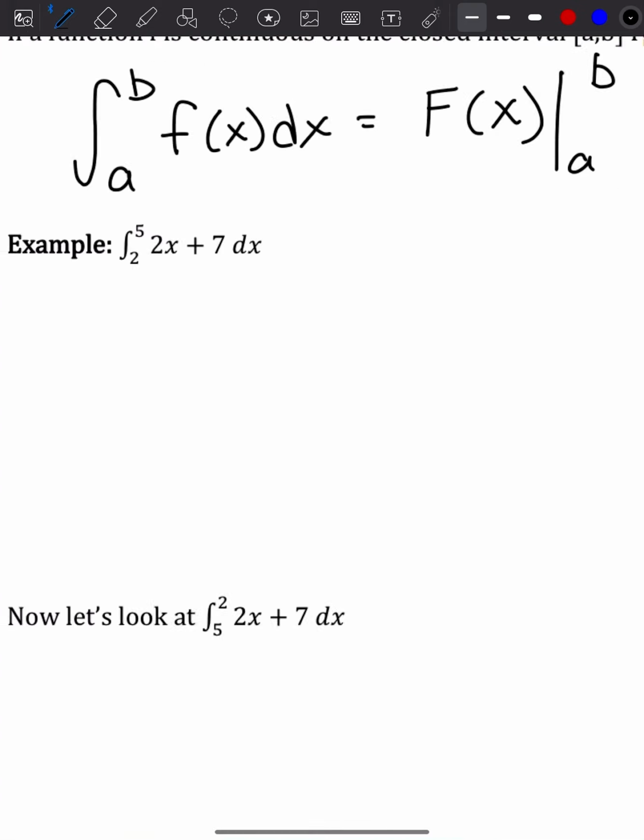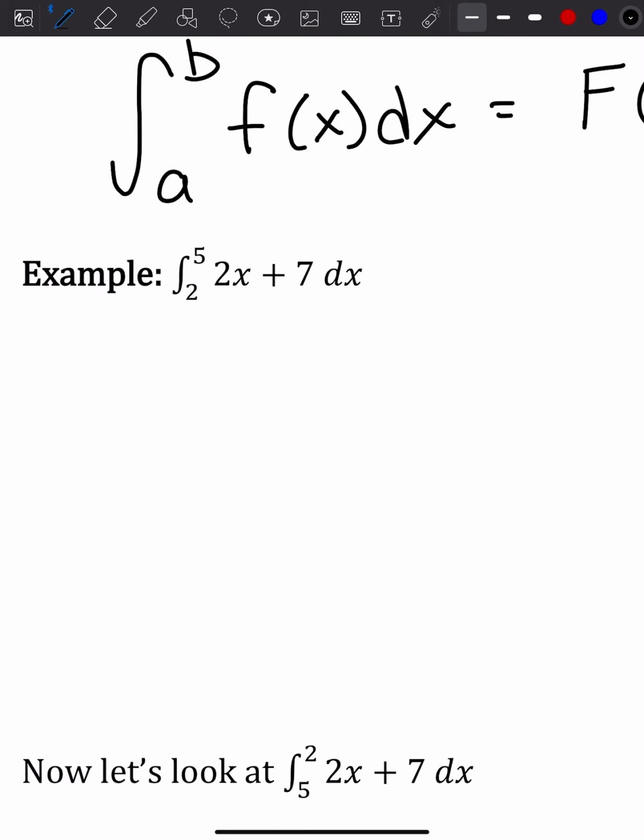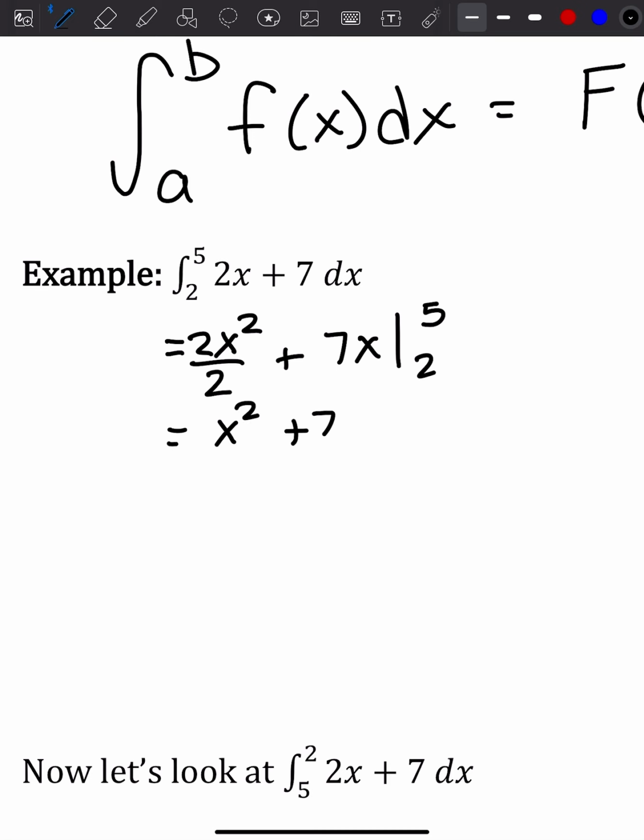So let's look at an example of what this would look like. We have the integral from 2 to 5 of 2x plus 7. The first thing I'm going to do is take the integral, or antiderivative. If I have 2x, I'm going to do the power rule, so add 1 to the exponent and divide by it. So I have 2x squared over 2, plus 7 doesn't have an x, so I know it's going to be 7x to the first. This is going to be evaluated from 2 to 5. I'm going to simplify this a little bit, so I have x squared plus 7x evaluated from 2 to 5.